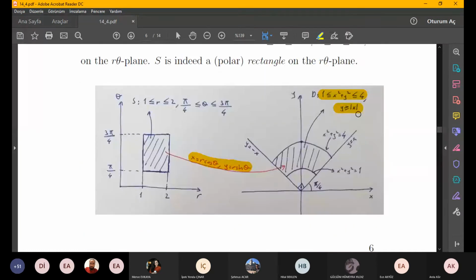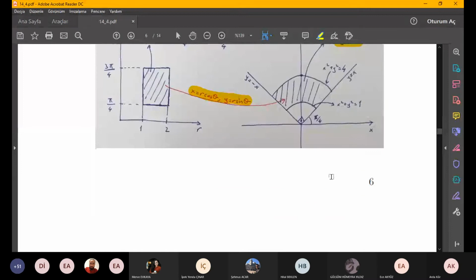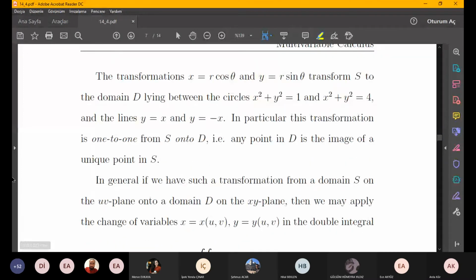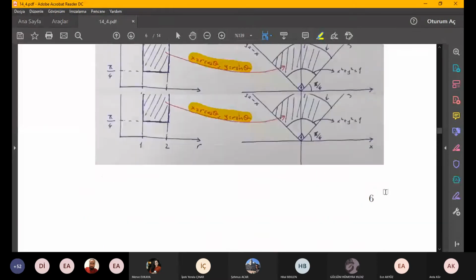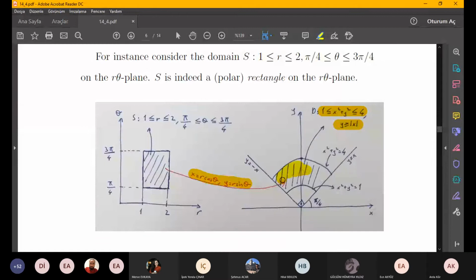So in particular, this transformation from S onto that D is 1-to-1, and any point in D is the image of a point in S. So any point in D here is an image from a point in S. So that is why we can have a one-to-one relation.